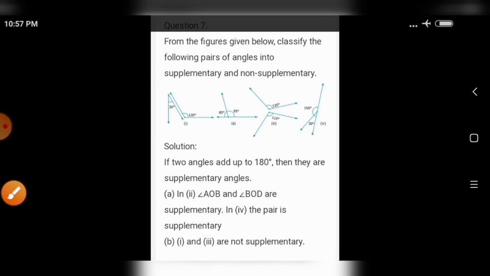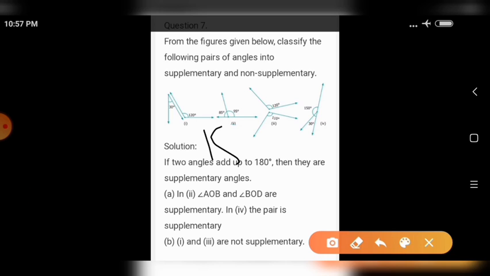Seventh sum. From the figure given below, classify the following pairs of angles into supplementary and non-supplementary. So like complementary, supplementary means adding two angles is equal to 180 degree. Here adding two angles. This is not, here 60 plus 90, so this is 150, not a supplementary angle. And then here adding 95 plus 85, this is supplementary angle.